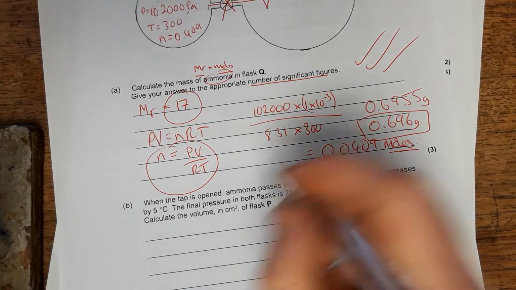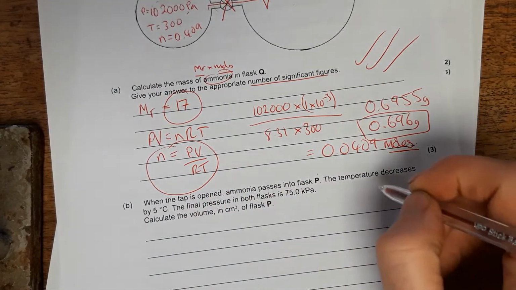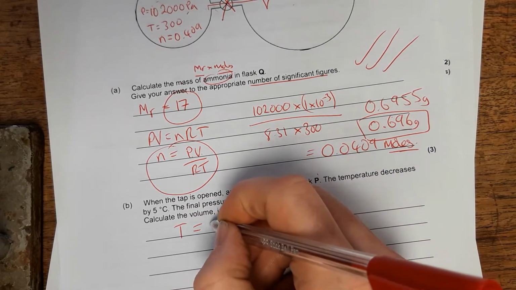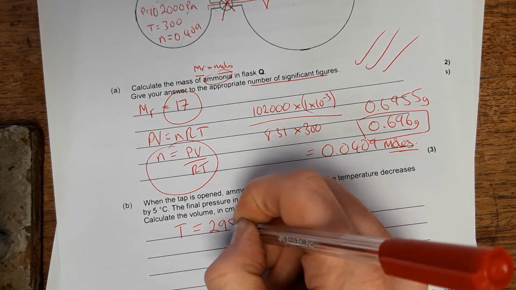So what have you given me? I don't know what I'm doing yet. So, temperature decreased by 5 degrees C. That's 295 Kelvin.